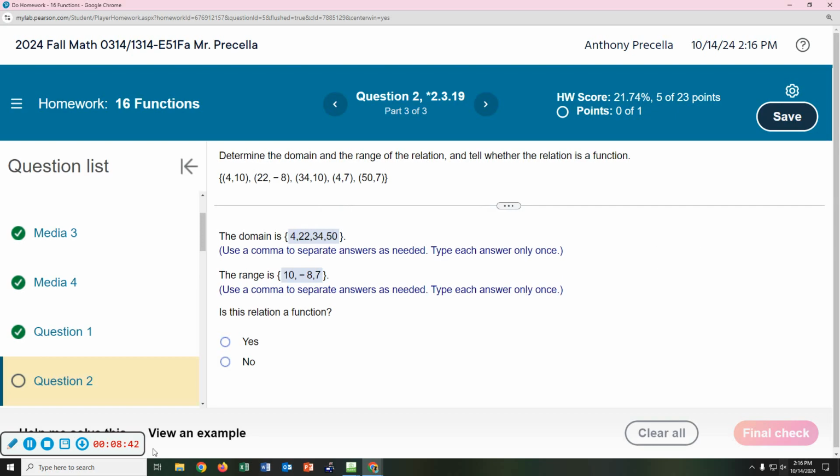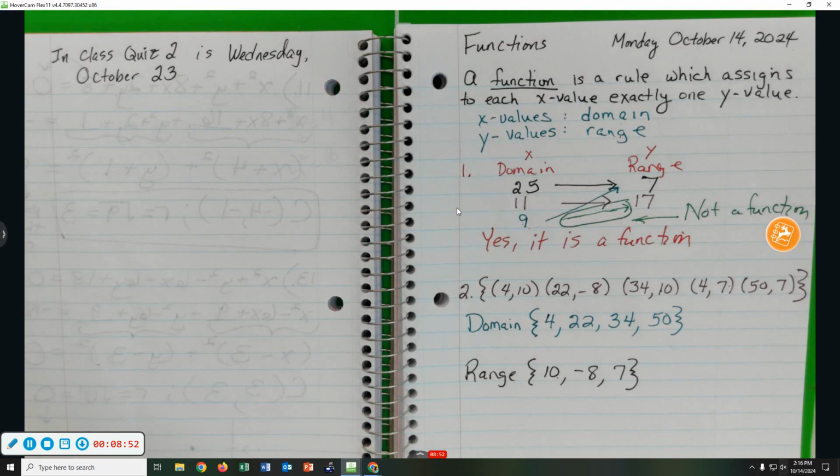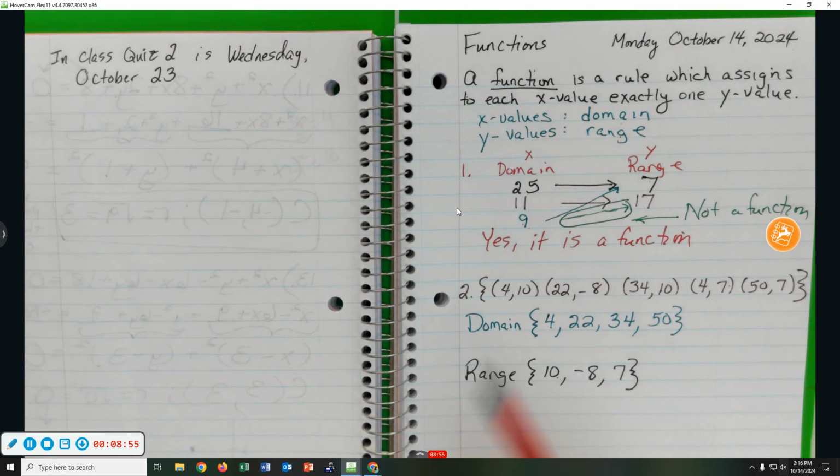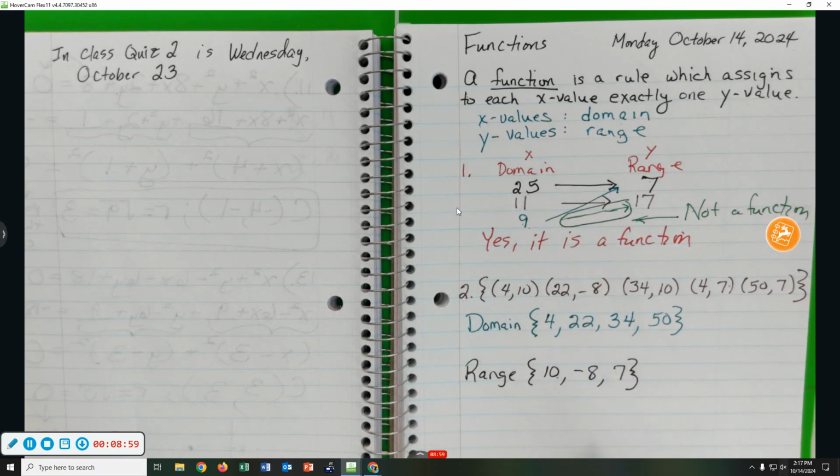And is this relation a function? Yes or no? A relation is just an arbitrary set of ordered pairs. So is that relationship they've given us a function? I sort of like these little arrows here. Why don't we draw arrows here? And if any x value has 2 arrows, then it's not a function.